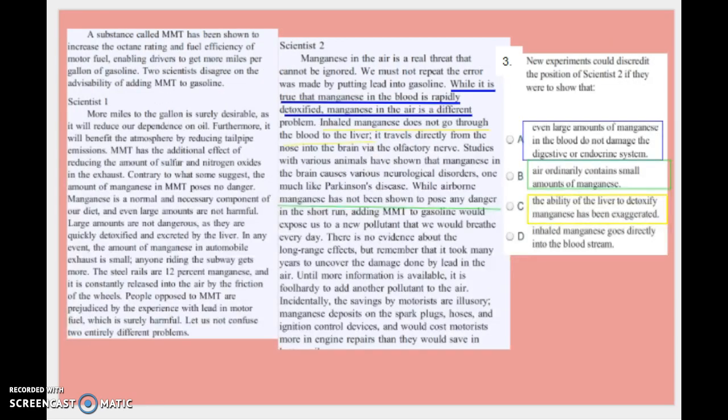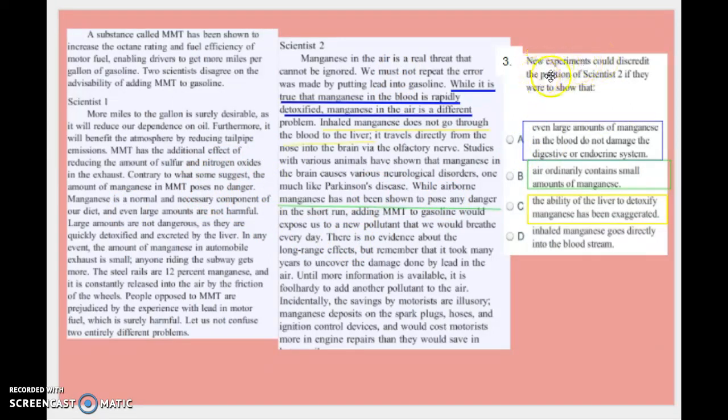All right, number 3 gets a little bit trickier because it makes you read a whole bunch, but the gist of it is there's 2 scientists. They're arguing about putting manganese, I think it is, in fuel as an additive to get better gas mileage in cars. Number 1 is for doing that. Number 2 is not. You can read them. They're fine arguments. But then we need to know what we're actually looking for in here.